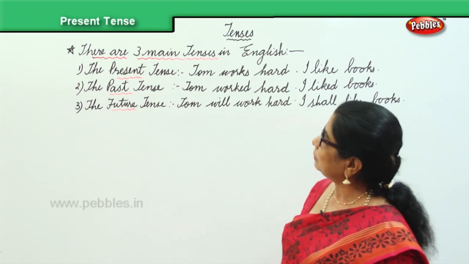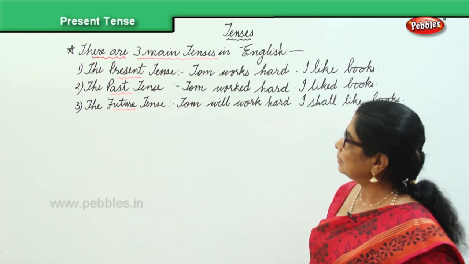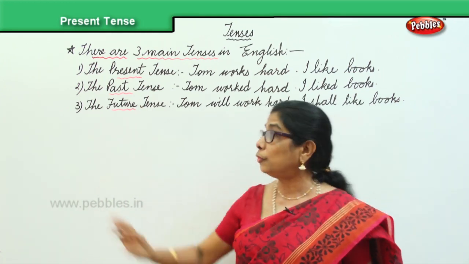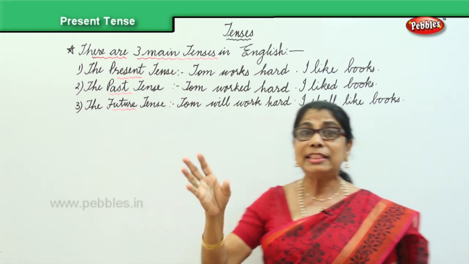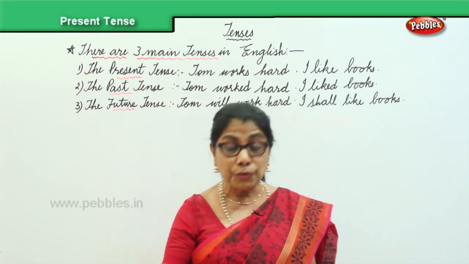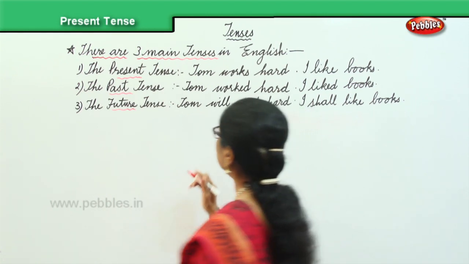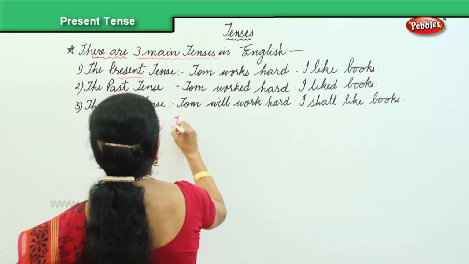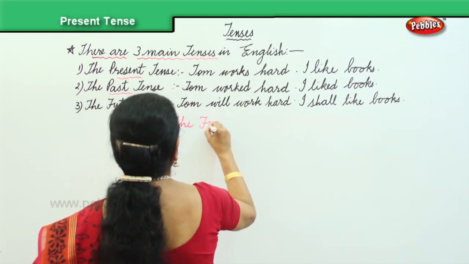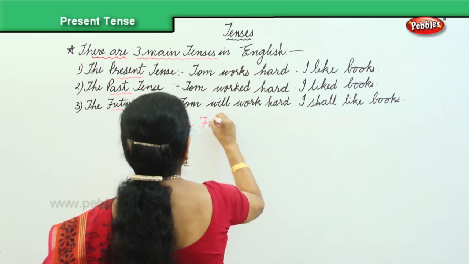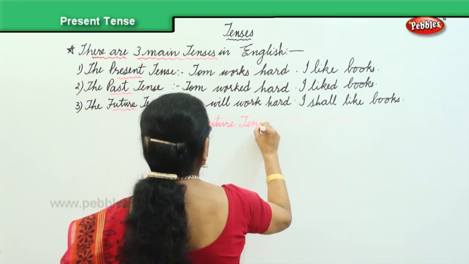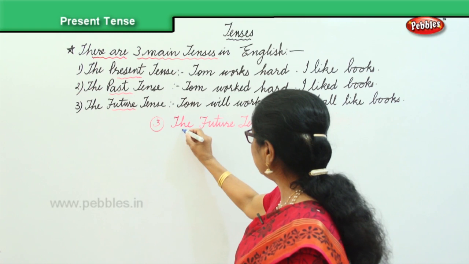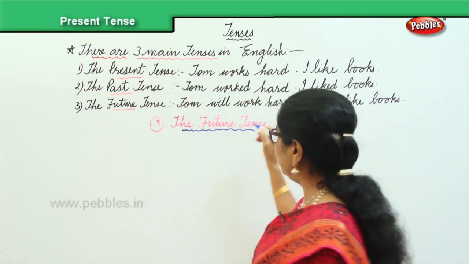We have already done the present tense and the 4 forms of it, the past and the 4 forms, and now finally we are going to do the future tense that also has 4 forms. Okay, so the third type is the future tense. And this future tense has 4 different forms. And that's what we are going to do.